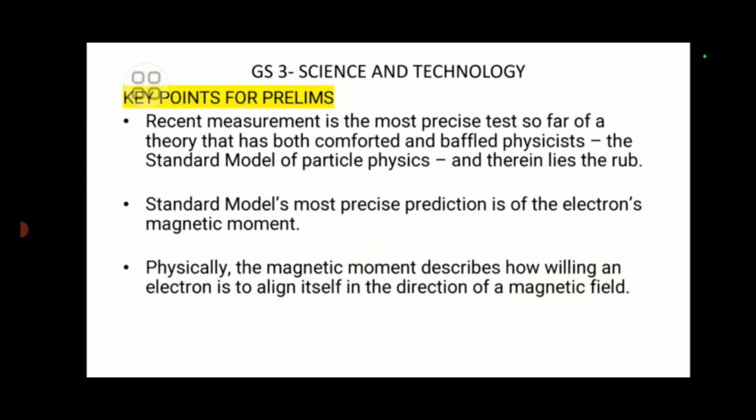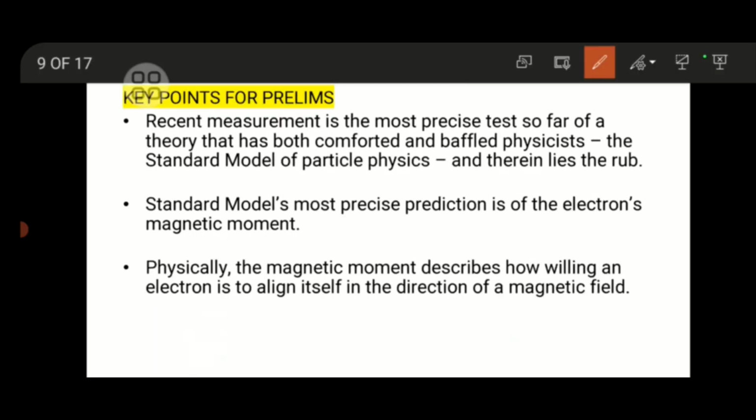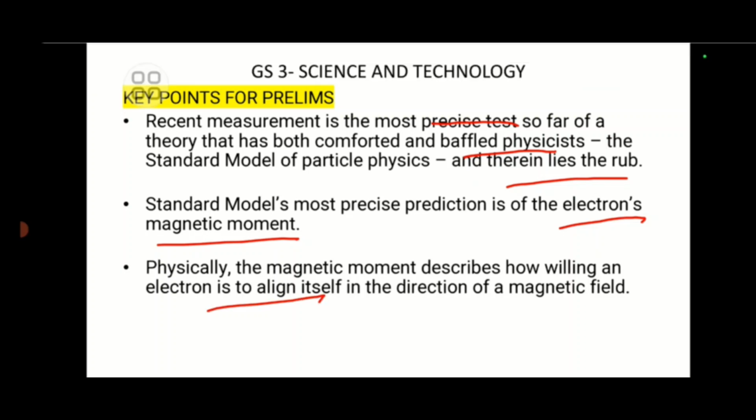Okay. Next, measuring an electron's magnetic moment with extreme accuracy. This comes under GS3 Science and Tech. For prelims, the reason is that this measurement is the most precise test so far of the theory, and it has both comforted and baffled physicists. The standard model of particle physics, and therein lies the rub. The standard model's most precise prediction is of the electron's magnetic moment. Physically, it describes how an electron aligns itself in a magnetic field.